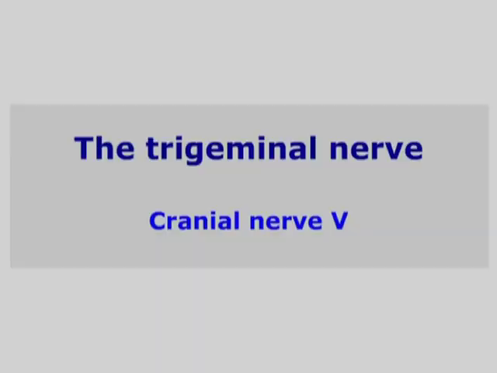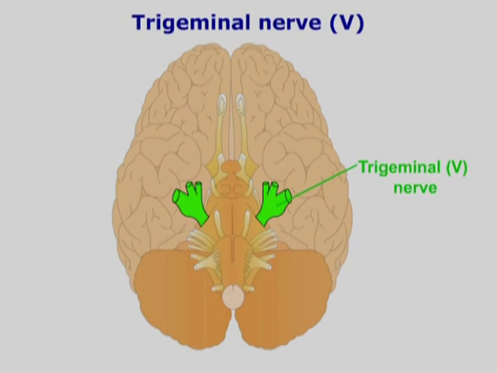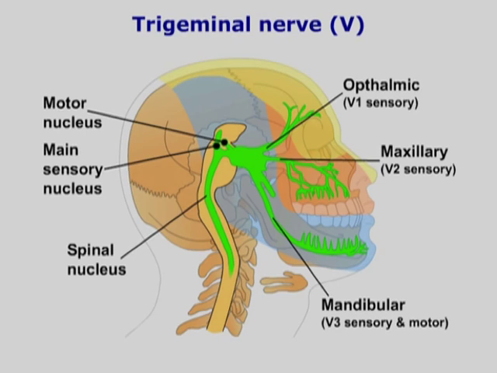Cranial nerve 5, the trigeminal nerve. This is a large cranial nerve with motor and sensory components. The motor nucleus is located between the midbrain and pons areas. The sensory nucleus arises from the midbrain and stretches down to the level of C2 in the cervical spine.